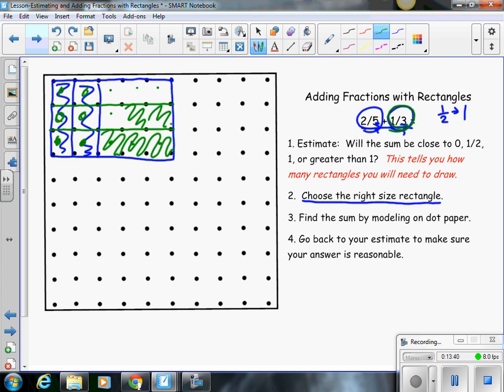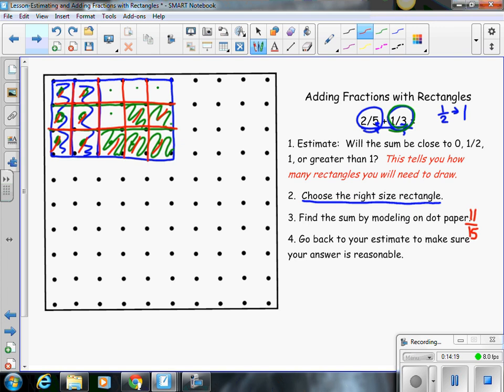And now I need to find my sum. So again, I need to break my rectangle up into equal parts. I'm just kind of coloring over those ones. So now we have 15ths. How many 15ths are shaded in? 1, 2, 3, 4, 5, 6, 7, 8, 9, 10, 11. 11 15ths is our answer.